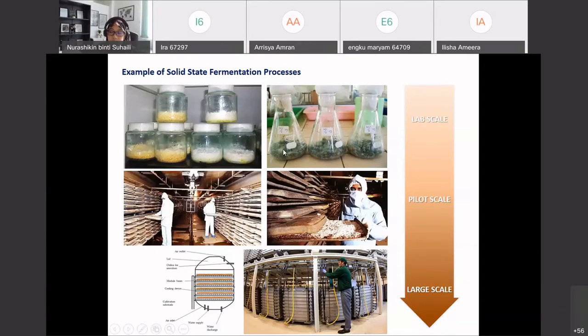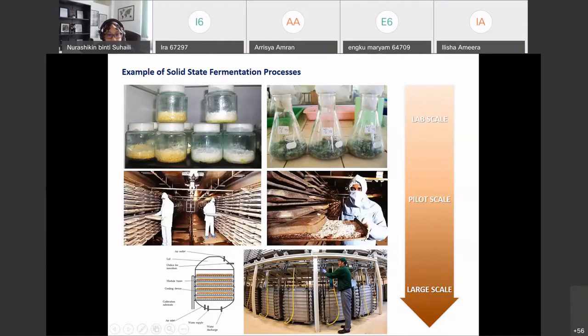For liquid fermentation at lab scale, we also use this kind of setting, like the shake flask with the gauze and the cotton. But this one is liquid. So this one is SSF. This is a small scale solid state fermentation. In this one, it is in jars, in bottles.